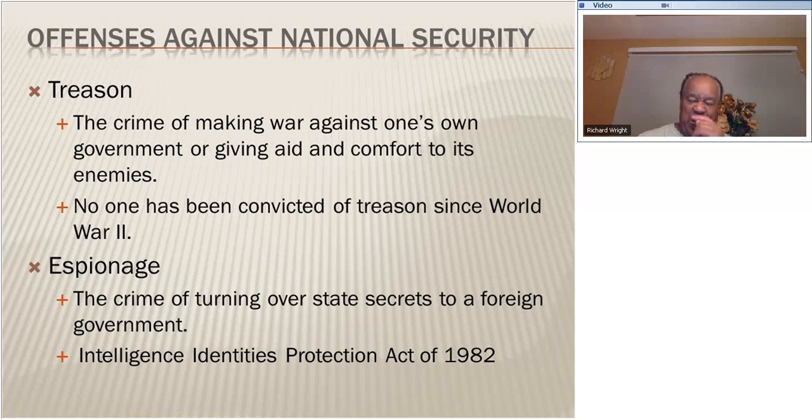Offenses against national security. So now we get into the issues of treason, which we don't run across a whole lot, making war against one's own government or aiding and comforting enemies. No one has been convicted of treason since World War II. We have a tendency in this country not to want to be close friends with our enemies or countries that are not friendly toward us. There are some debates about that going on right now with the current administration.